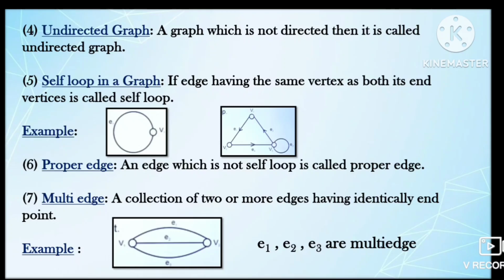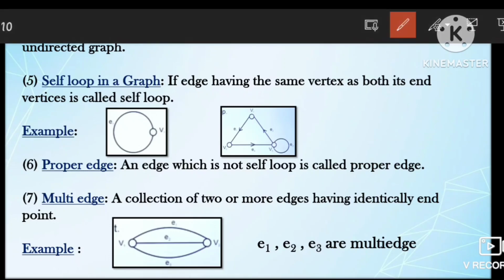Now fifth is the self loop in a graph. An edge having the same vertex as both its end vertices is called a self loop. Here you can see that there is only one vertex and this edge is starting and ending on this vertex only. It's starting from here and ending on the same vertex. So this is called the self loop in a graph.